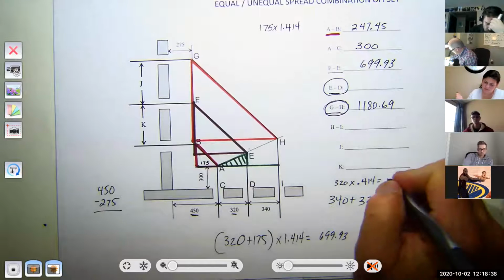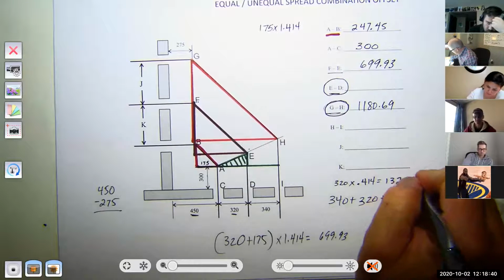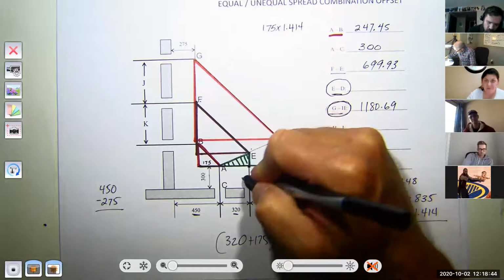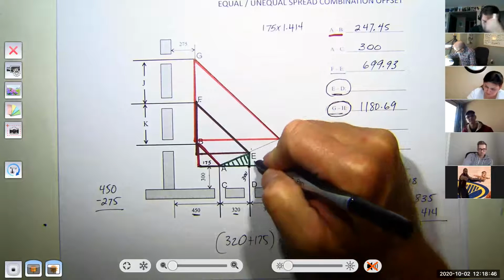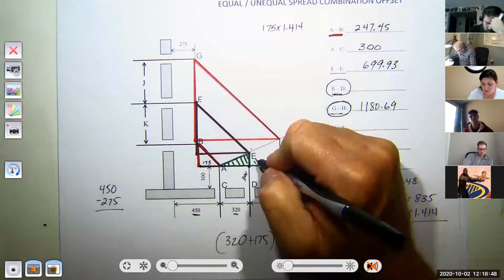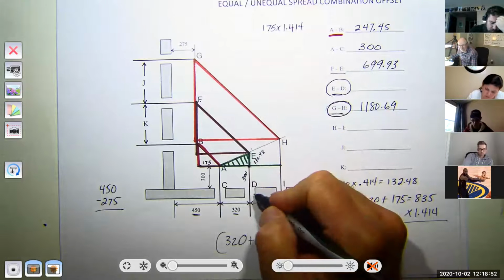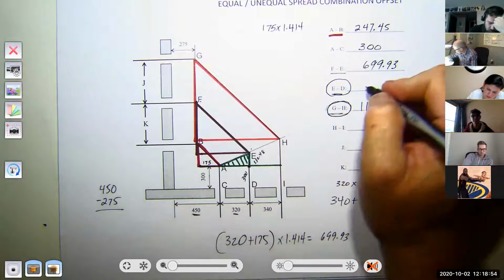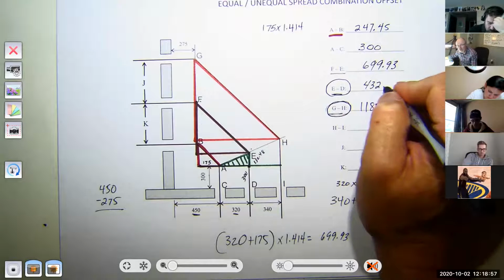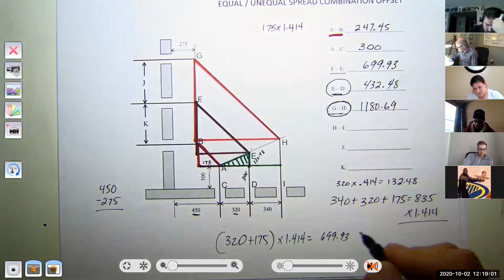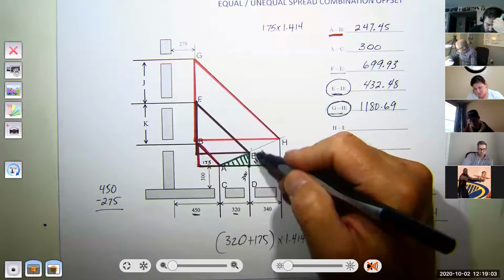And that equals 132.48. So this line is 300, and this is 132.48. So E to D is 432.48. That measurement.